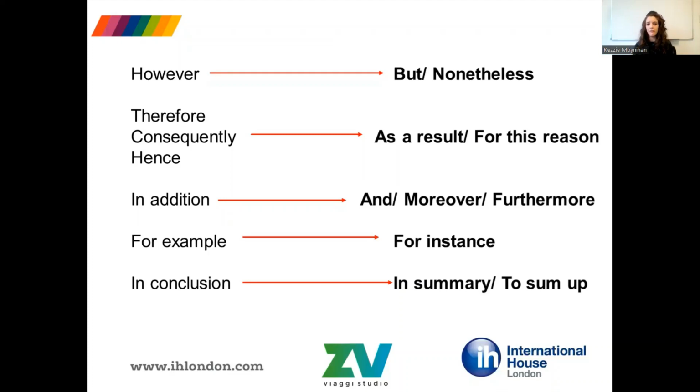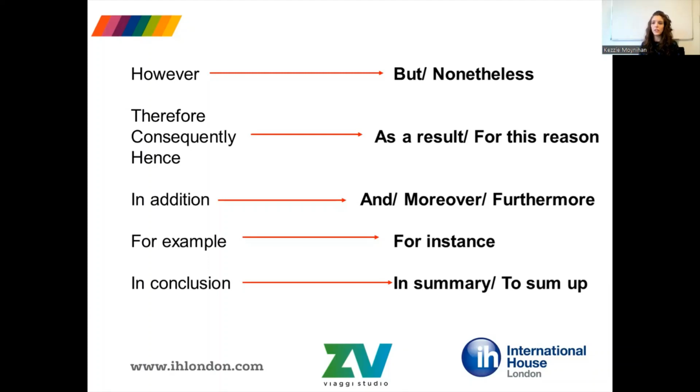Second, we can see therefore, consequently, and hence. All three have the same meaning: as a result, or for this reason. Again, these are commonly used at the beginning of sentences. Have a look in the essay before and see where they feature in the sentence. Are they at the beginning, the middle, or the end?